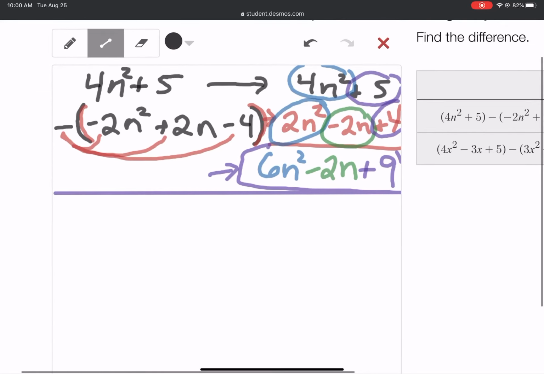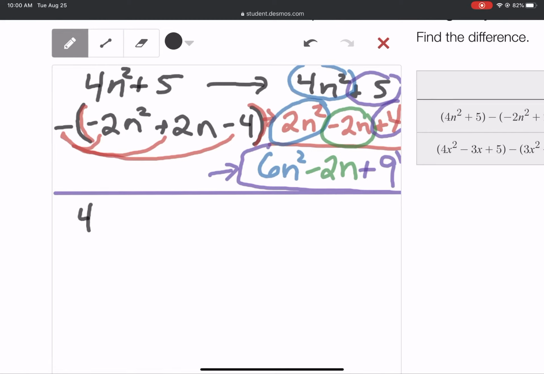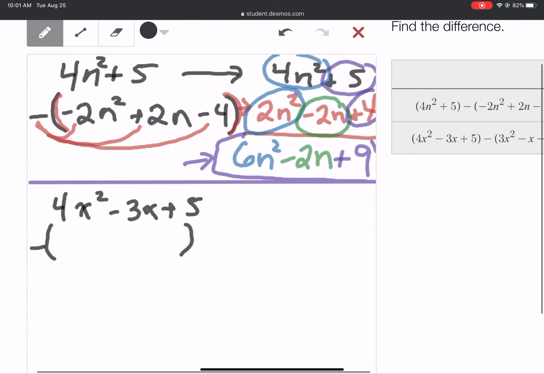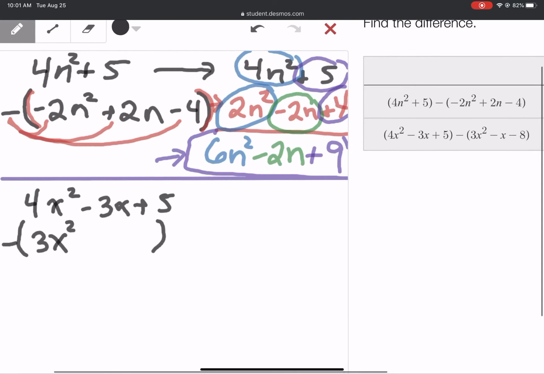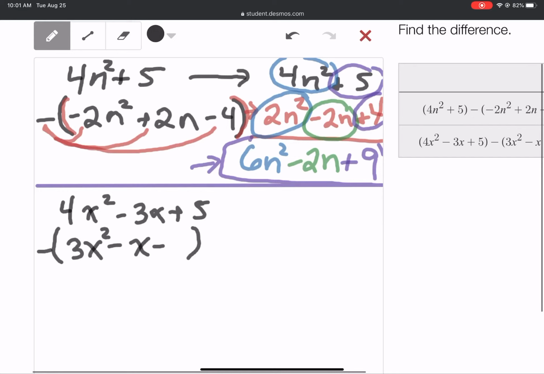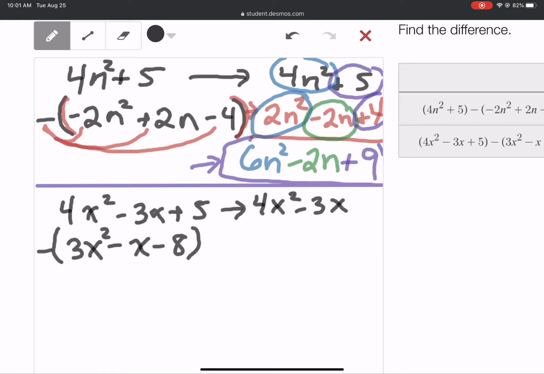All right, let's try the next one. We have 4x to the power of 2 minus 3x plus 5, and I'm subtracting 3x to the power of 2 minus x minus 8. Okay, so before we combine these, I'm going to take the top one and just rewrite it just how it is. Change nothing to it. Exact same. And the second polynomial, the one that's being subtracted, I'm going to change the signs of everything inside the parentheses.